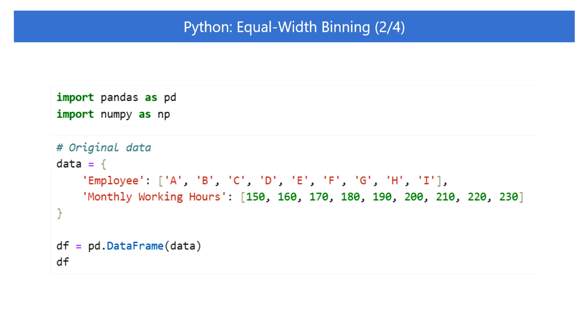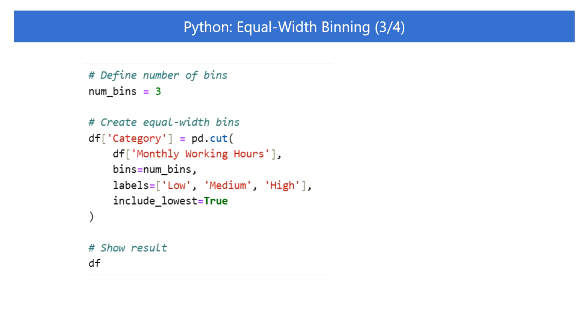In the next code block, we create a dataset by creating a Python dictionary containing a list of employee names and a list of their corresponding monthly working hours. Then convert this dataset into a data frame by using the pandas DataFrame method. Let's go on. This line specifies that we want to divide the data into 3 equal width bins: low, medium, and high. The next part creates equal width bins.